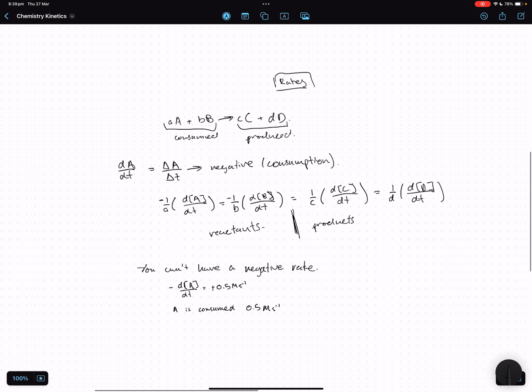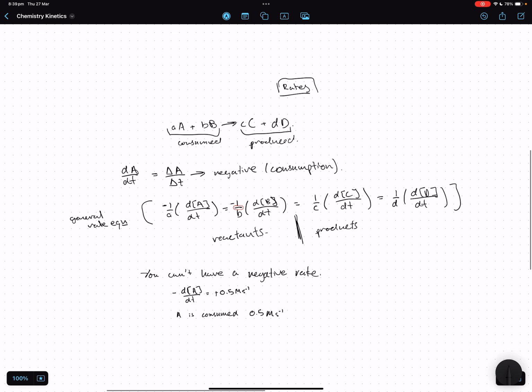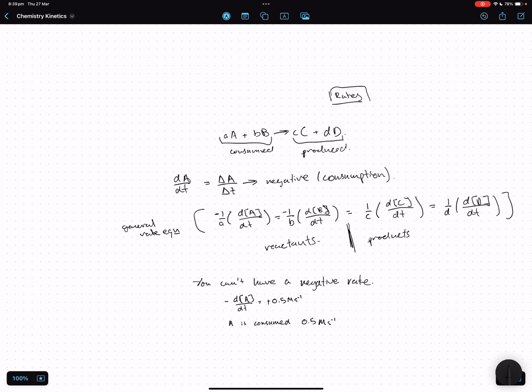Yeah, that's about all I wanted to cover for rates. That's all that's very necessary. This is a general rate equation. It's this thing because it generalizes this entire formula into things being produced and things being consumed. So that's what I wanted to say about rates.